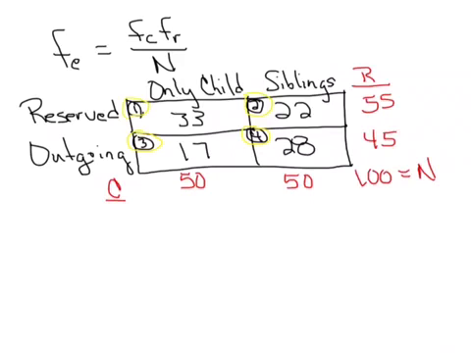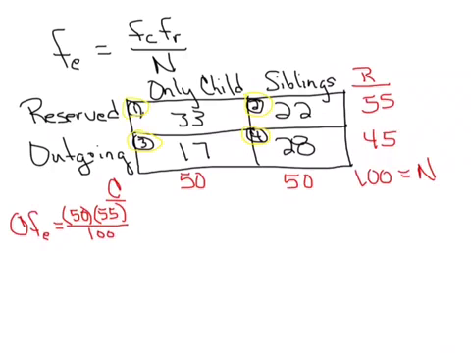So now we're going to work on getting our expected values. To get those expected values, I organized things. I'm going to work on just cell 1. If you notice, it's the equation above: f of e, for cell 1, is the column marginal times the row marginal divided by N. So I'm going to do 50 times 55 divided by 100.